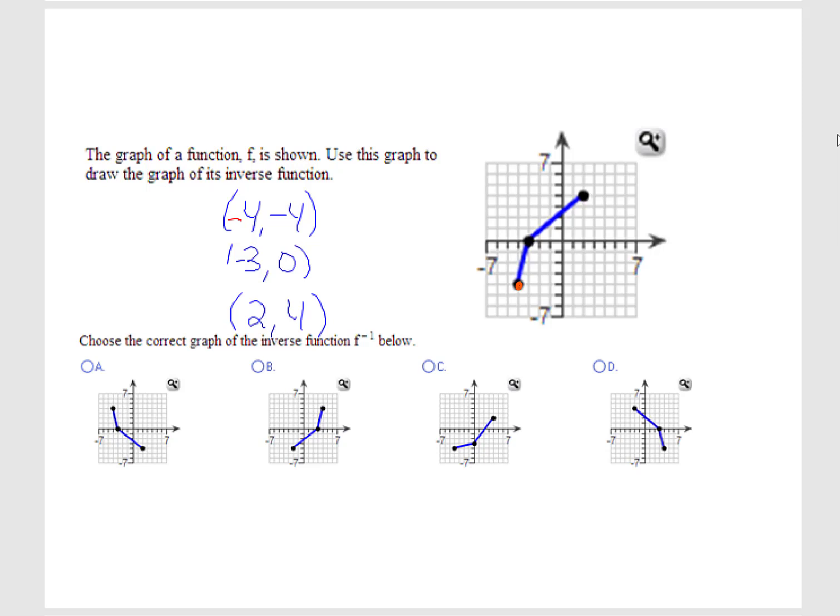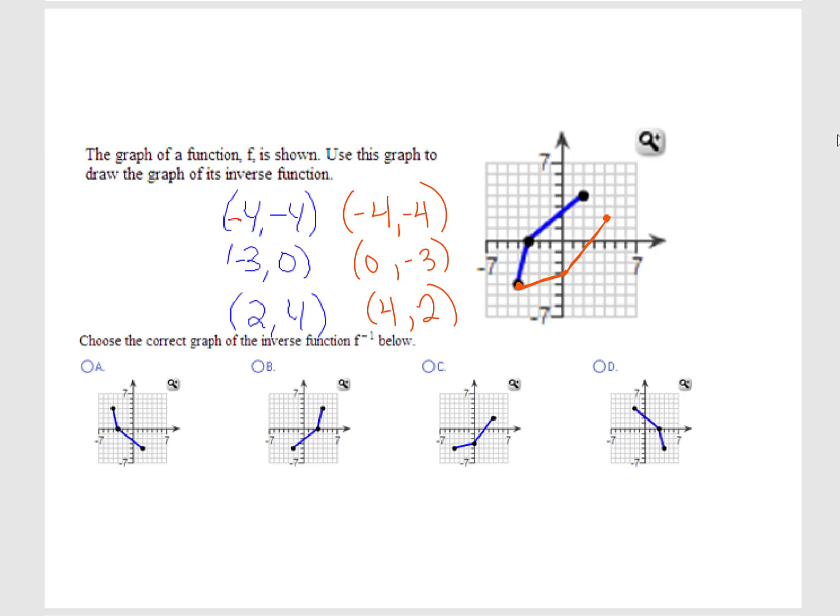Okay, so to graph this, just going to flip those around. -4, -4, 0, -3, and 4, 2. So -4, -4, 0, -3, and 4, 2. Connect the dots, and voila, that's what we're looking for.